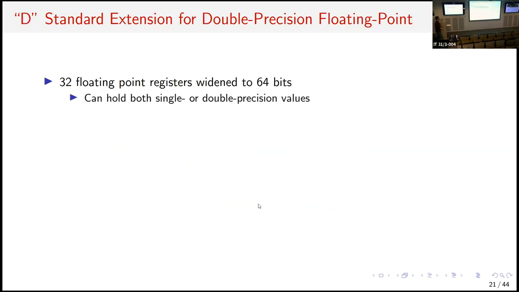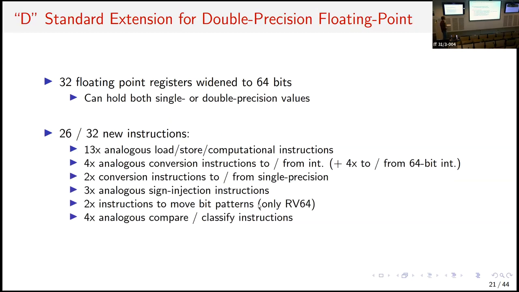Okay, so there's more than single precision. The D extension just extends everything to 64 bits. There is some clever boxing to make sure that if there is a single precision value in the register and you try to read it back as a double precision, you get not a number back. Other than that, you just get the same instructions for double precision, with the only exception that you also get conversion instructions to and from single precision values, which of course makes sense. Oh yeah, and the instructions to move bit patterns only work on RV64 because we have 64-bit numbers, so we cannot move this into 32-bit registers on RV32. Otherwise, you'd have to go via memory.